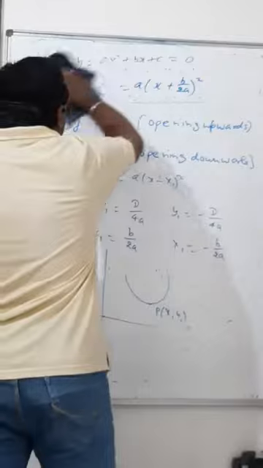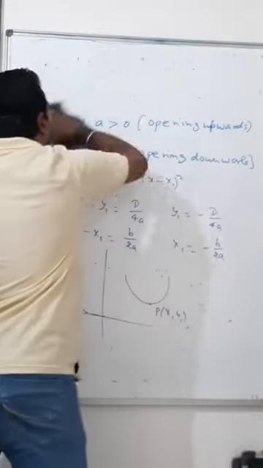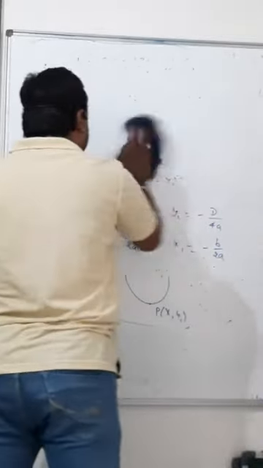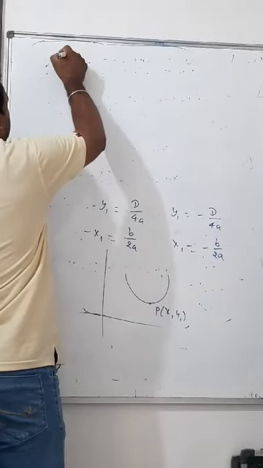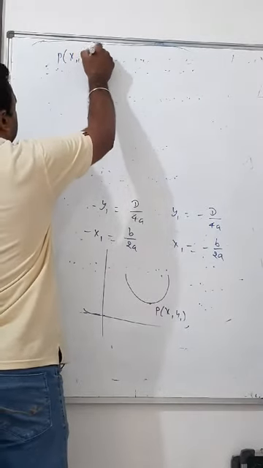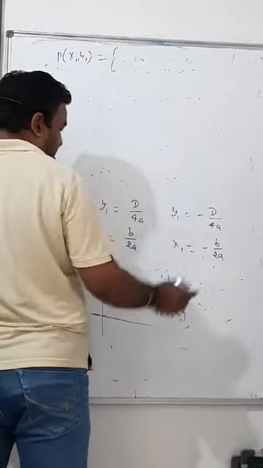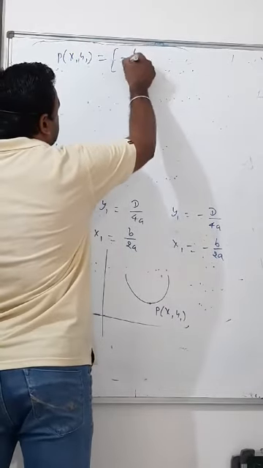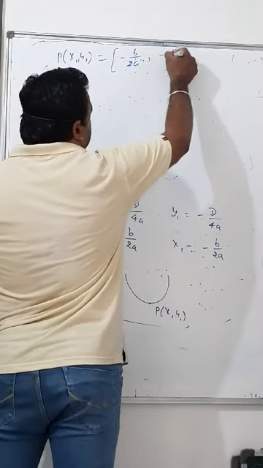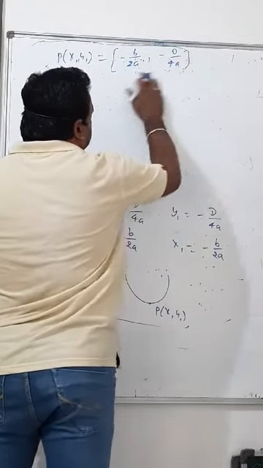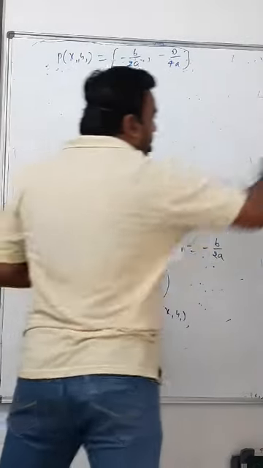Here, the point P is very important. First of all, look at what point P I have. (x1, y1) is equal to minus b by 2a and minus D by 4a, right? These are the coordinates of point P.